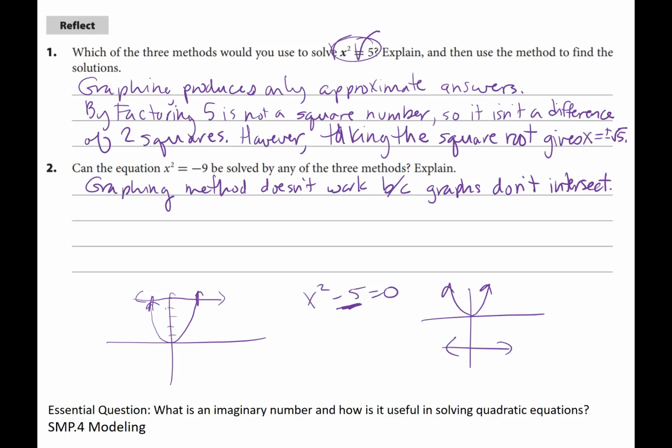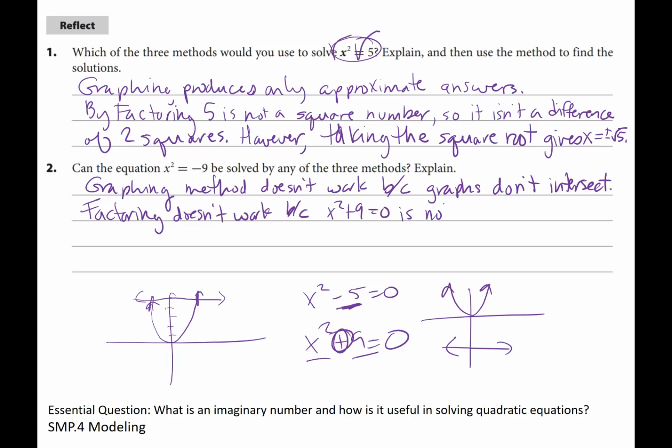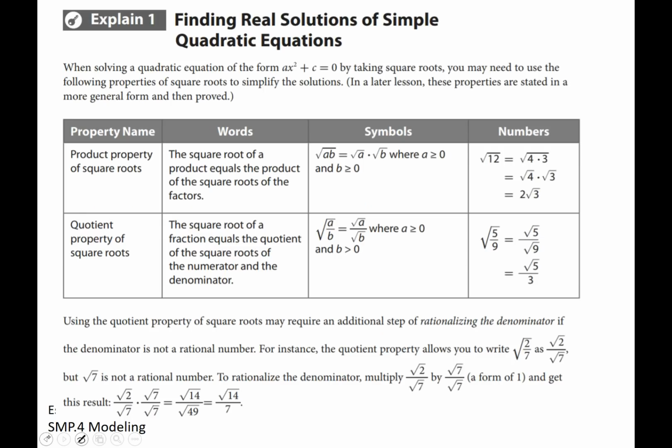Okay, let's talk about the factoring method. So we would have to add the 9. Okay, they are squares, but the problem is they're not a difference of squares anymore. So factoring doesn't work, because x squared plus 9 equals 0 is not a difference of squares.